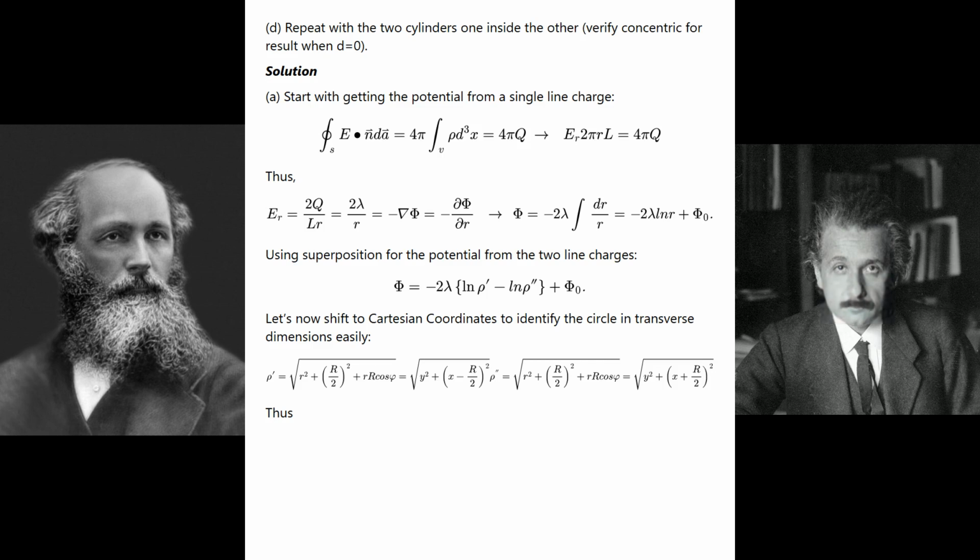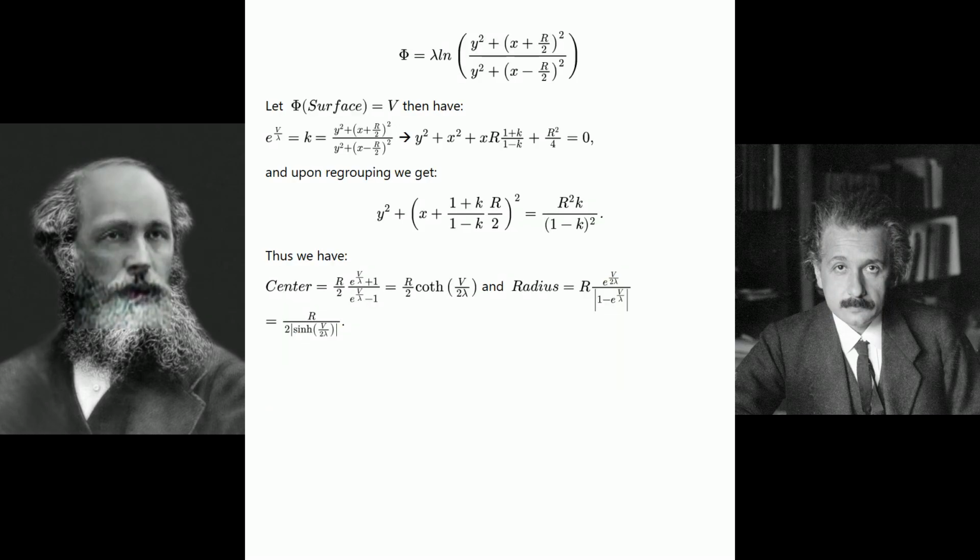Solution A. Start with getting the potential from a single line charge. See the equation shown. Thus, see the next equation. Using superposition for the potential from the two line charges. See the equation shown. Let's now shift to Cartesian coordinates to identify the circle and transverse dimensions easily. See the next equation. Thus, see the equation shown.